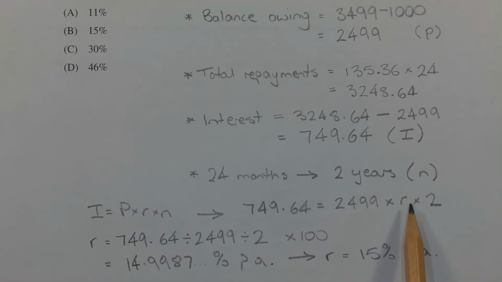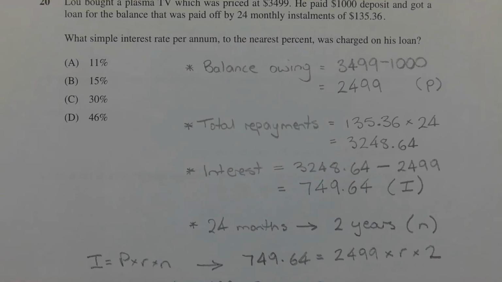We can make R the subject by dividing 749.64 by 2,499 and then again dividing by 2. So R is equal to 749.64 divided by 2,499 divided by 2, and then multiplying that by 100 to convert R into an interest rate or a percentage interest rate, and that equals 14.9987 and so on percent per annum, which rounds to 15% per annum correct to the nearest percent. Therefore, the correct answer is option B.